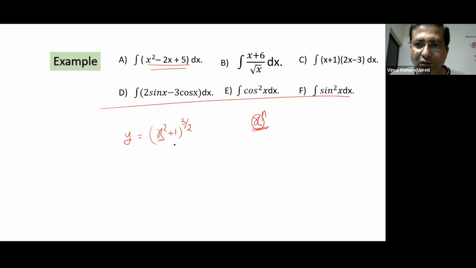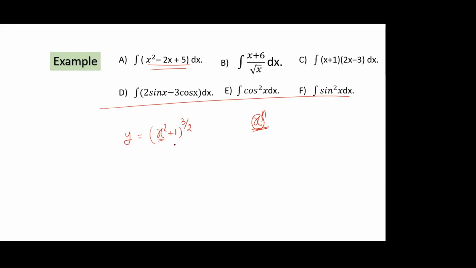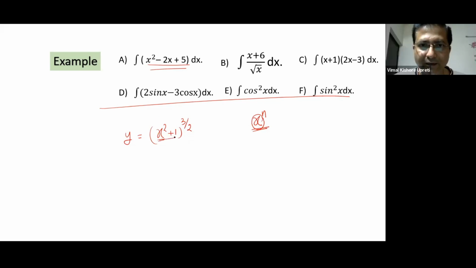Like we had the chain rule in differentiation, similarly we have the substitution method here. We take x square plus 1 equals u. We will assume something over here, and with the help of that we can integrate, right? So if it is not written in a very simple format, then using the substitution method we can make it simple first and then we can integrate.